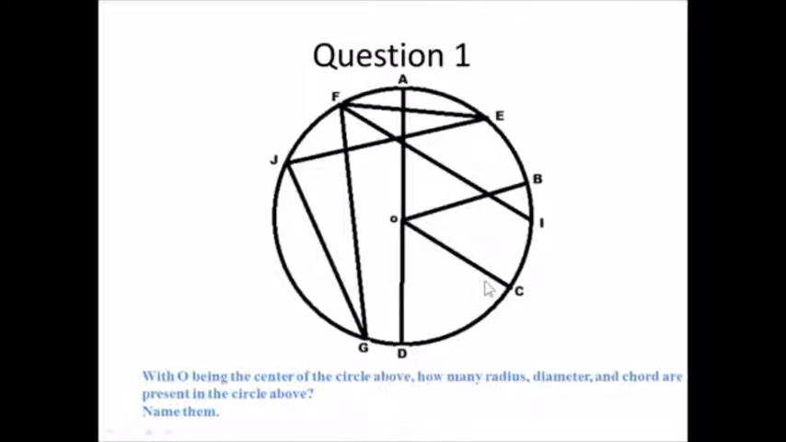Now the first question you have to attempt for me, after you have gone through this training, is with OB, the center of the circle here. You have to list how many radii, diameters, and chords we have in this circle above, and name them accordingly, and drop them in my comment section on YouTube so that I can attend to them.